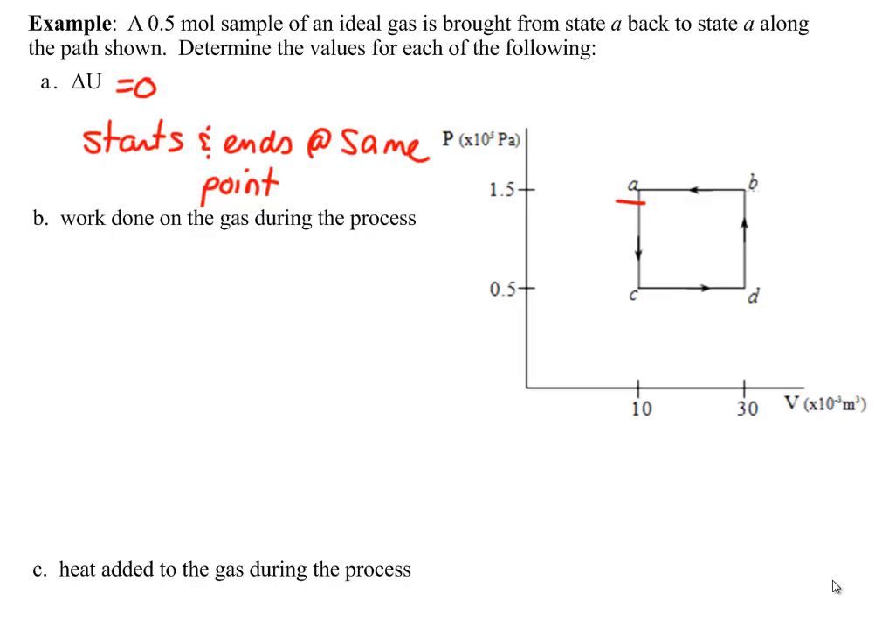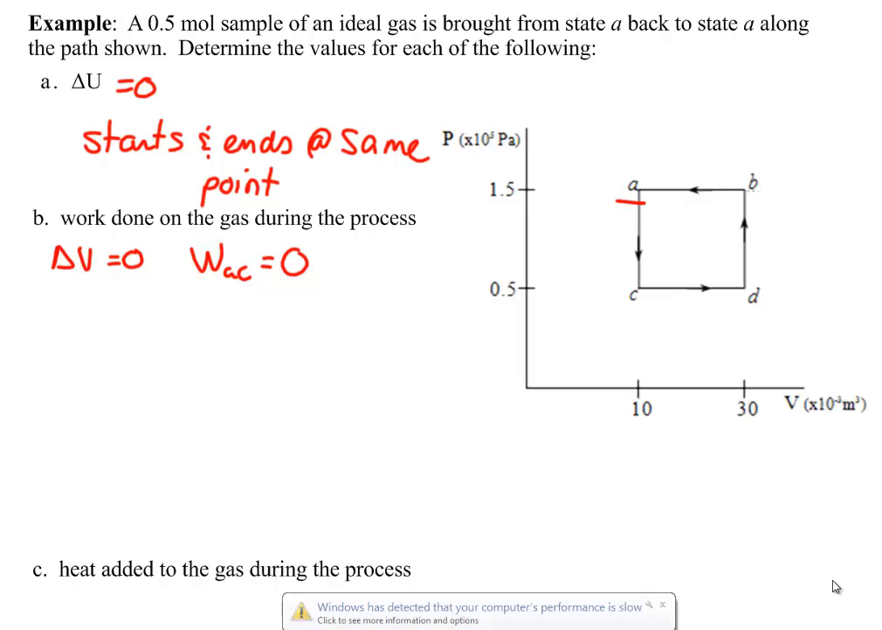Next, we're going to take a look at the work done on the gas during the process. Start at A and go to C. As we go from A to C, our change in volume is 0. So work from A to C is 0. If we take a look at our cycle, we also see a vertical line from B to D. Single volume, no volume change, and so our work from D to B is also 0.